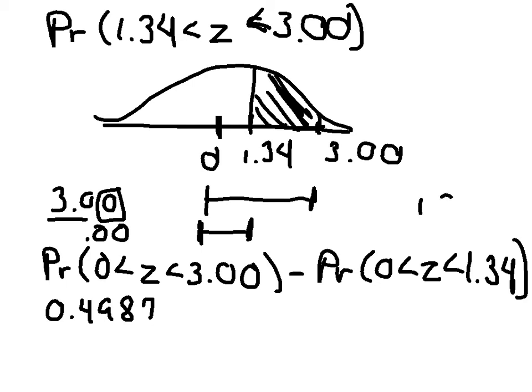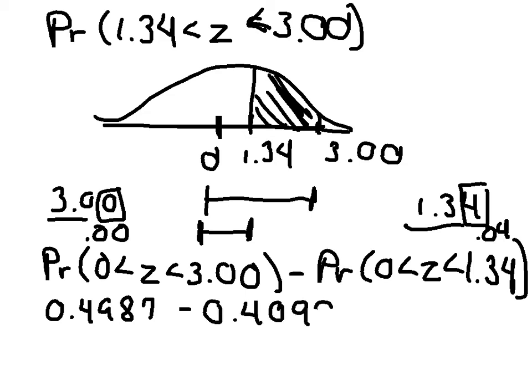Then the 1.34, you take the 4, you stick a 0 in front. So that tells you to look in the 0.04 column, the 1.3 row, and that's going to give you 0.4099. When you do your subtraction, you get 0.0888. Okay, and that's your answer.